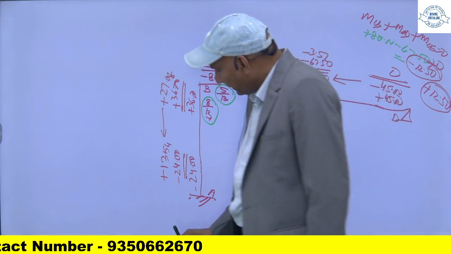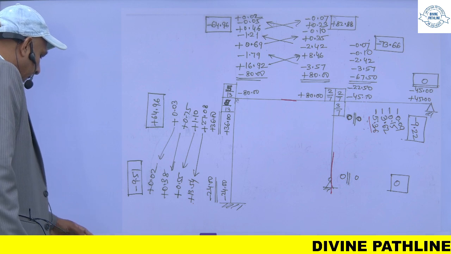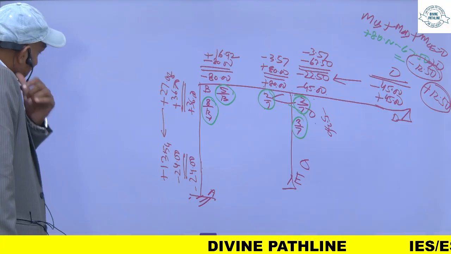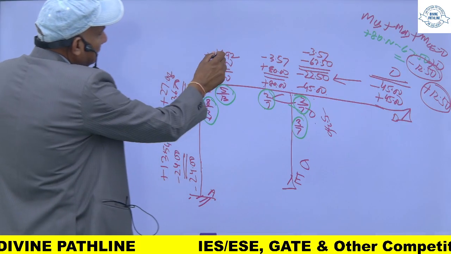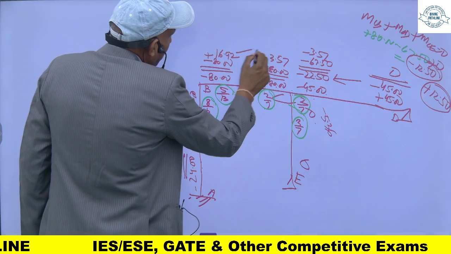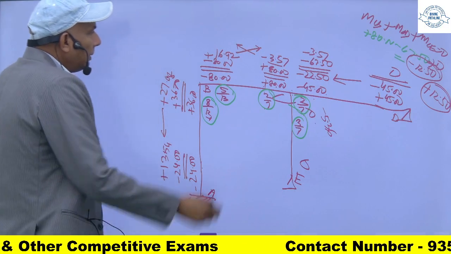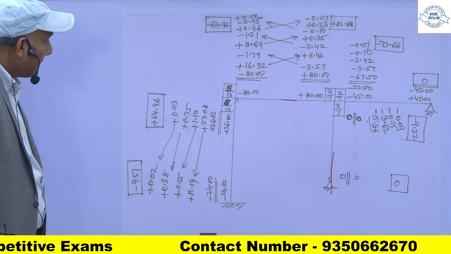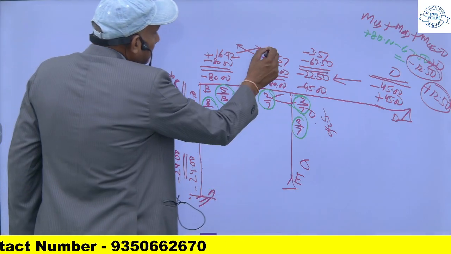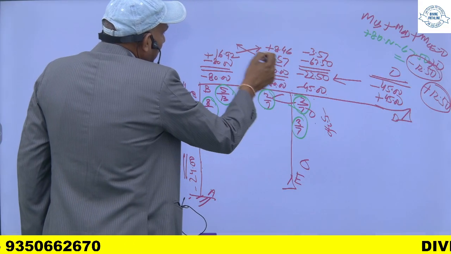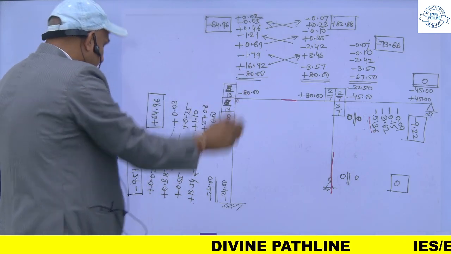13.54. So plus 13.54 will transfer here, and similarly you have applied a correcting moment of 16.92. So half of this will come here and half of this moment will come here. So half of this will be plus 8.46 and half of this will be minus 1.79.